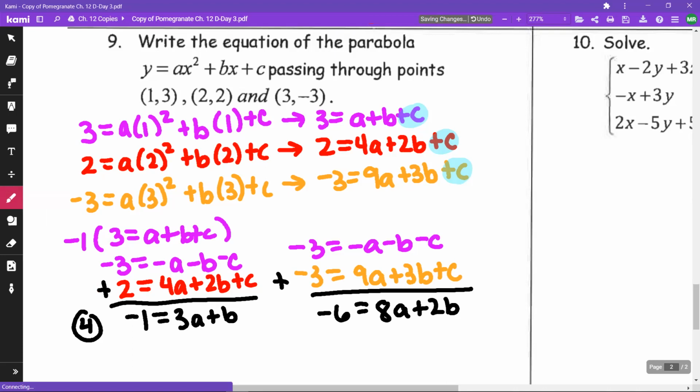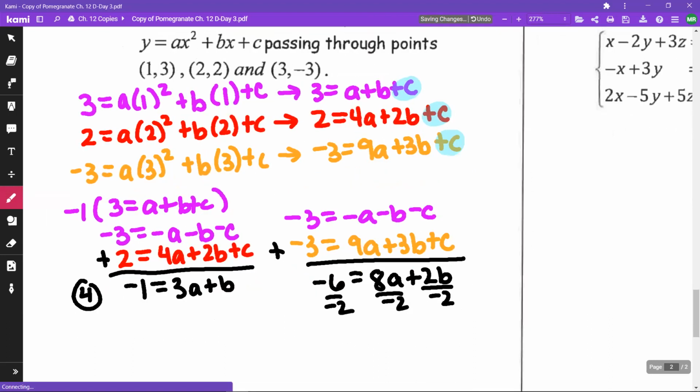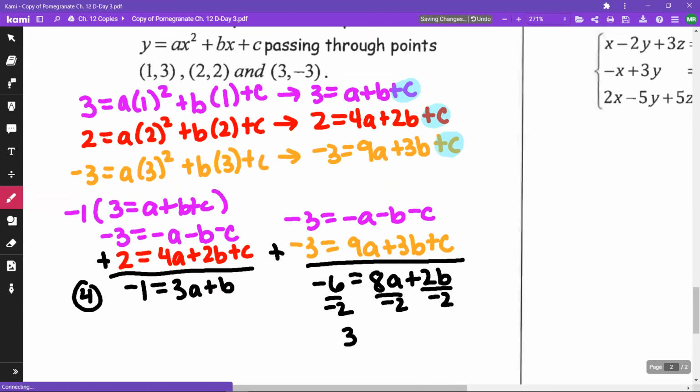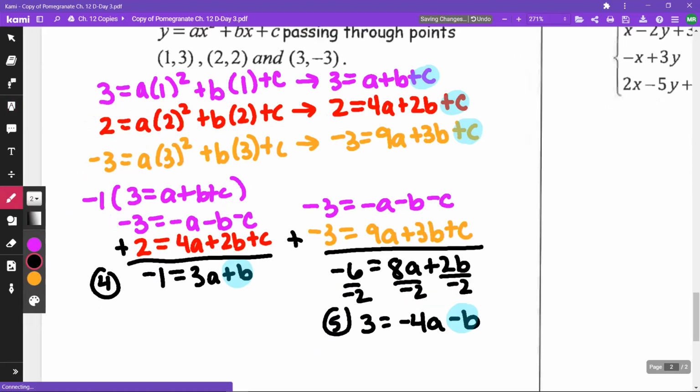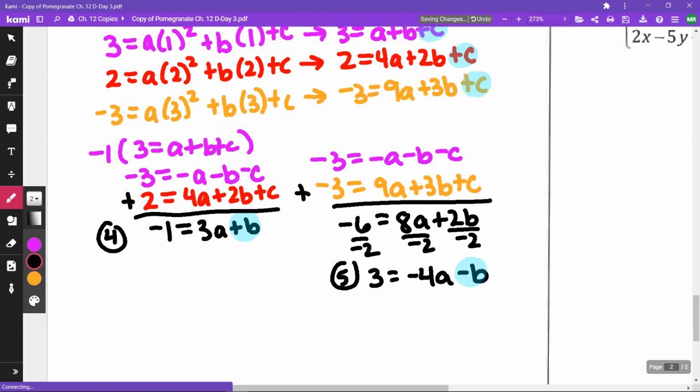Now, what I can do at this point is everything's divisible by 2 in the second equation. I think I'm actually going to divide it by negative 2. Because if I do that, I'm going to get 3 equals negative 4a minus b. So now what's going to happen is I can take this plus b and this minus b, and they're going to cancel out. Okay, so I'm going to take those two equations.